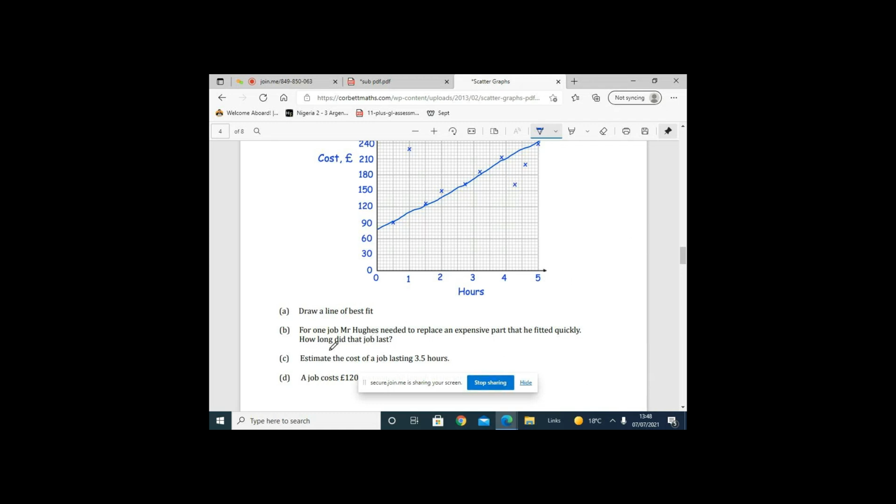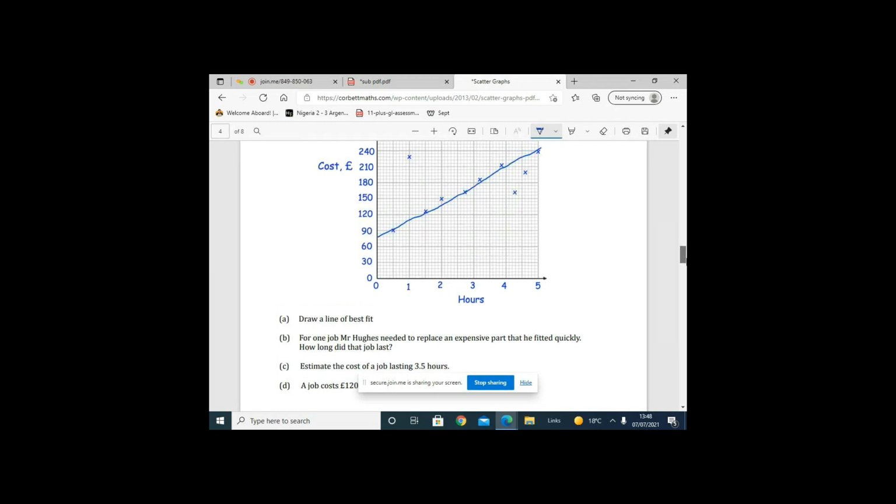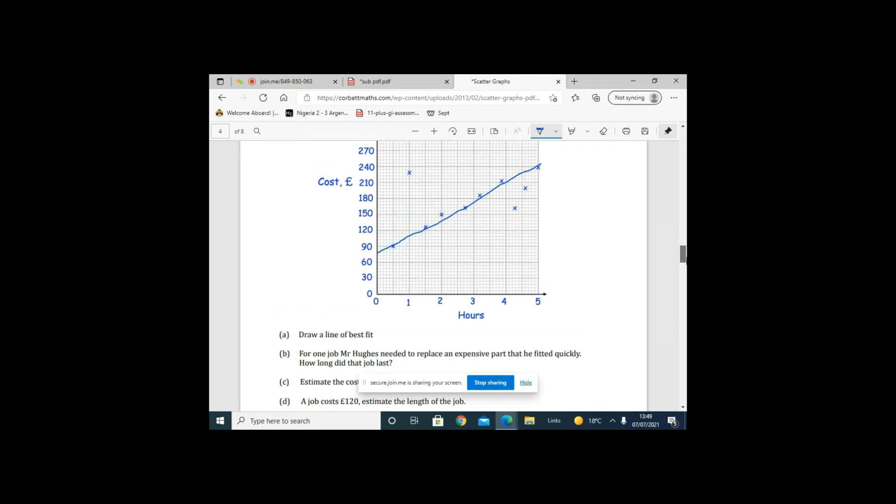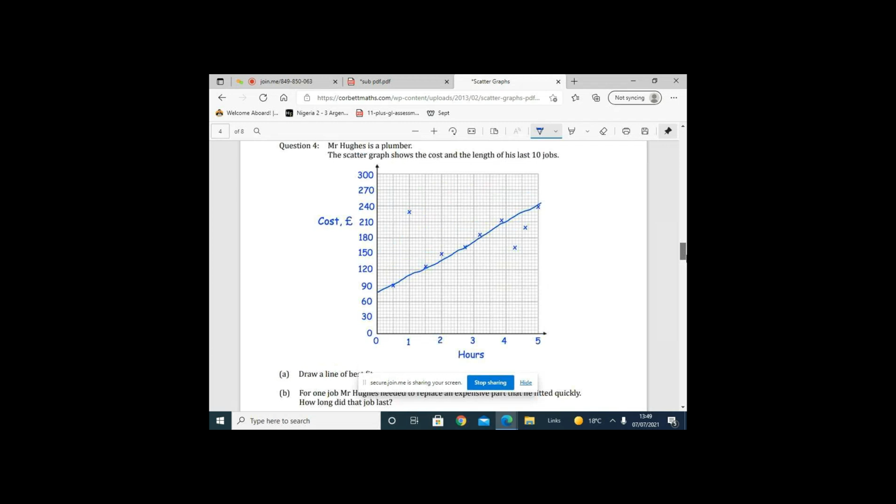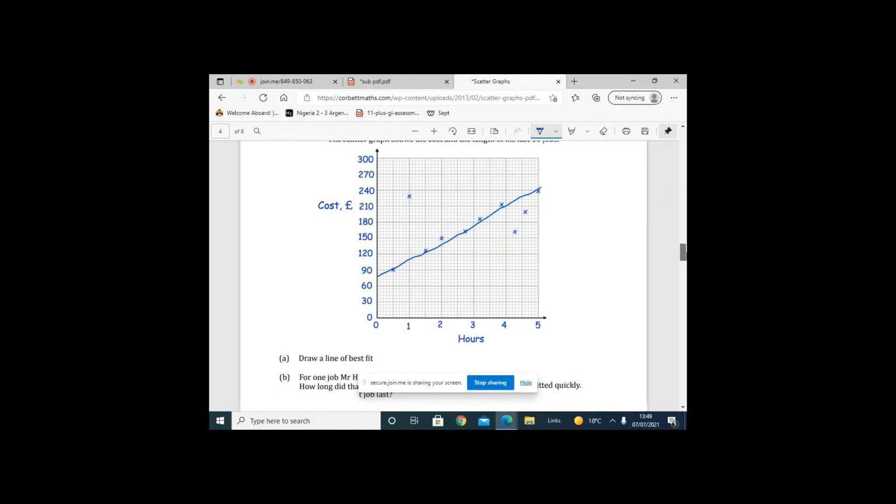For one job, he needed to replace an expensive part that he fitted quickly. How long will it take? This is the cost and this is the number of hours. So this is cost scattered across the number of hours. It's 1.5. How do you get 1.5? Because they said one job costs 120. If you trace it, it's like 1.5 hours.